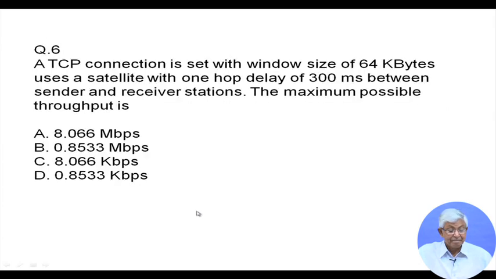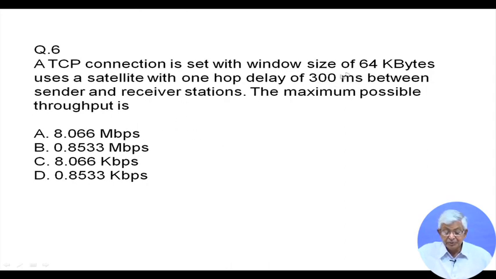Next, our TCP connection is set with window size of 64 kilobytes, and uses a satellite with one hop delay of 300 millisecond between sender and receiver stations. The maximum possible throughput is, some numbers are given in megabits: 8.066 megabits, 0.08533 megabits, 8.066 kilobits per second, 0.8533 kilobits per second. All are throughput because bits per second is given.